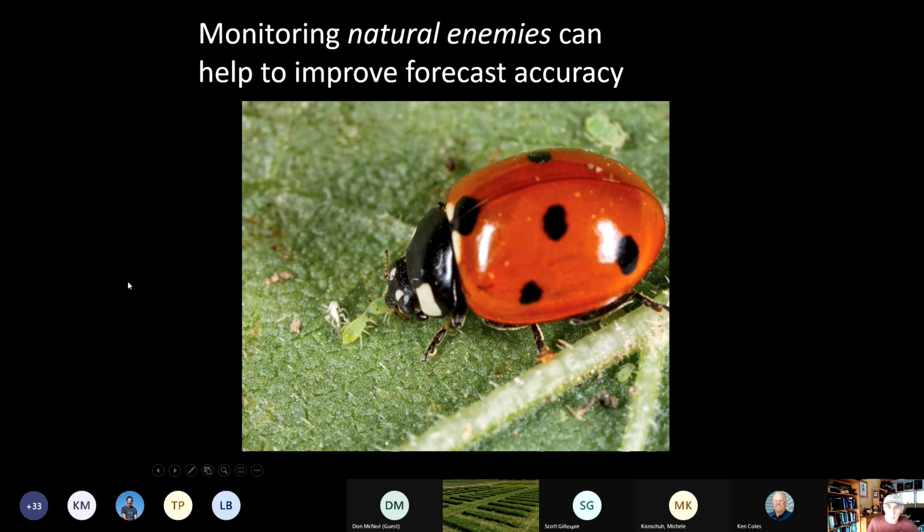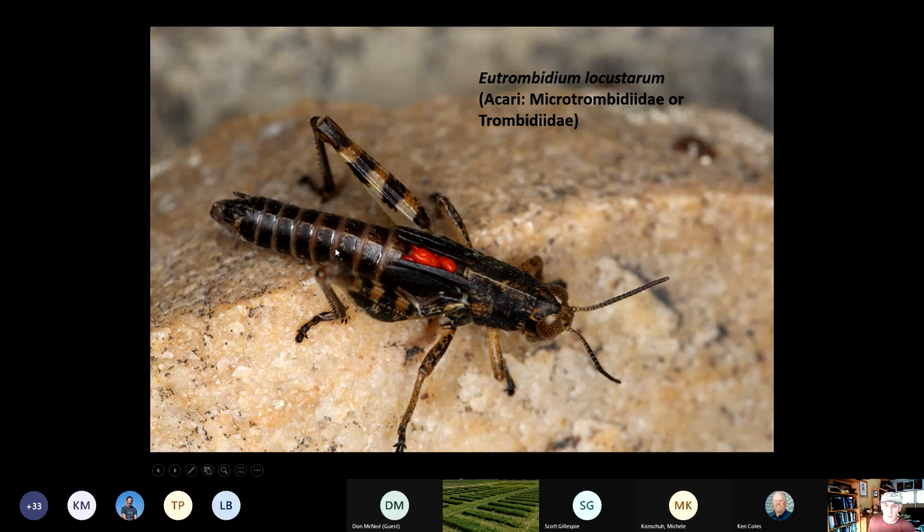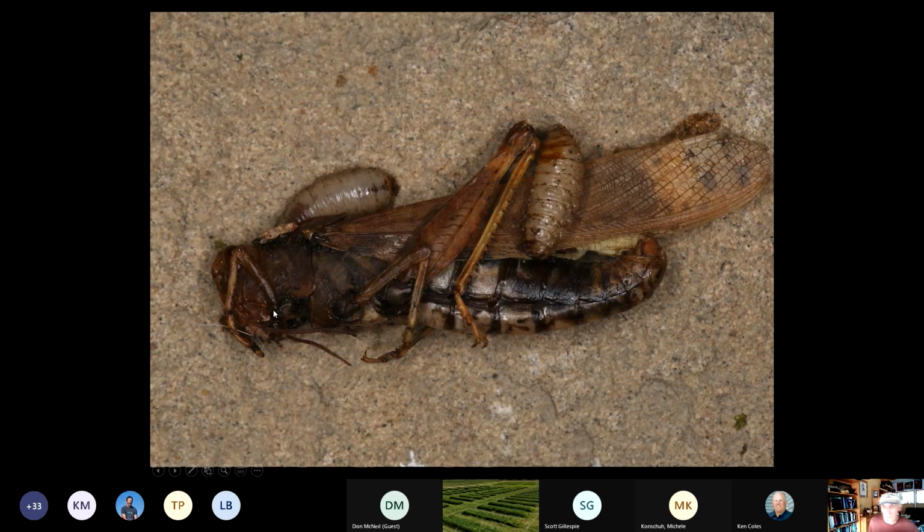Of course, there's rove beetles, there's spiders, and spiders, by the way, do a lot of economic value for us in terms of removing pests. They're feeding on lygus and all sorts of things left, right, and center, but tiny natural enemies as well. These mites attack grasshoppers. These maggots attack grasshoppers.